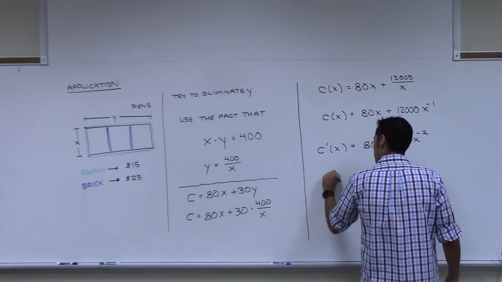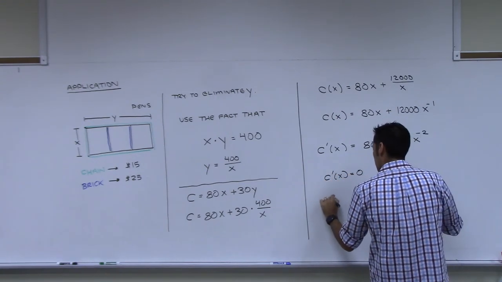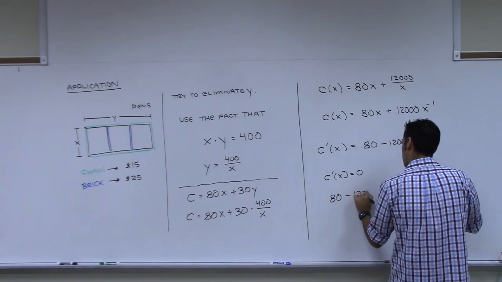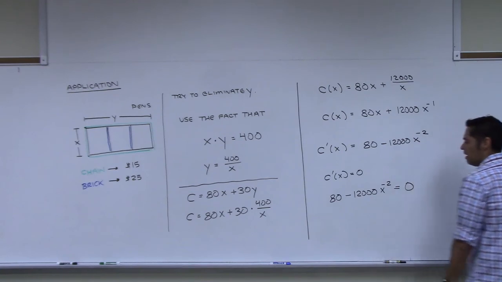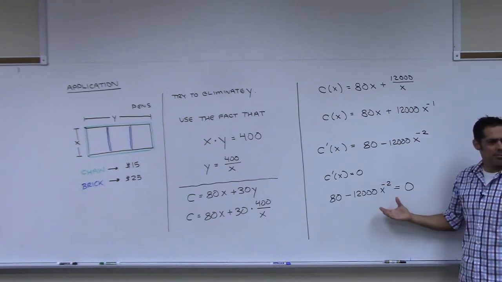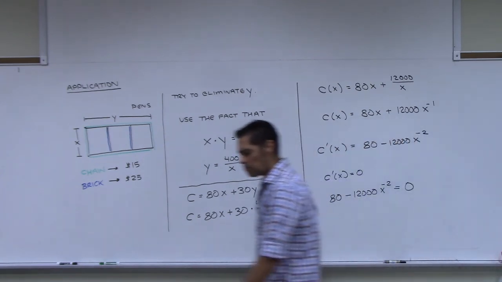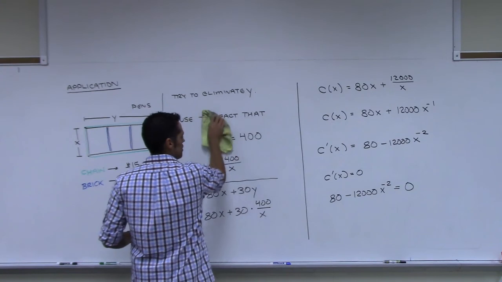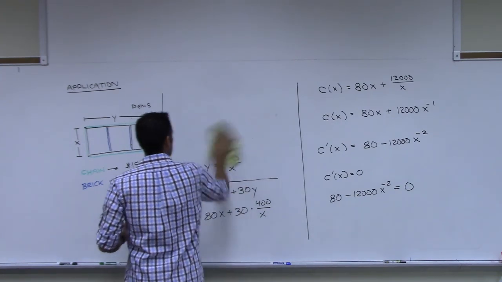Okay, I need to set it equal to 0. So I take my derivative. I want to set it equal to 0, which means I'm going to set 80 minus 12,000 x to the negative 2 equal to 0. And you look at that, and you should probably be a little confused because this is the first time we've seen anything like this. All right, but let's not panic. Let's just kind of rewrite it for a second, just to see if it helps us.